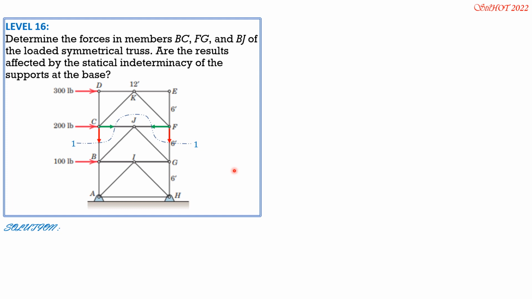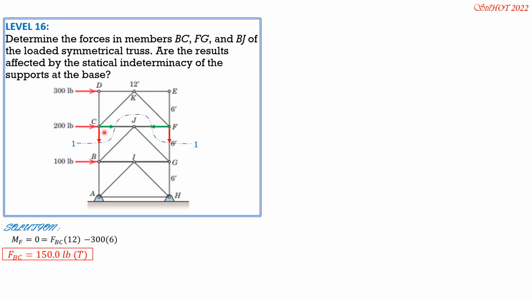So considering the forces above this cutting section, we set moment at F equals 0, counterclockwise positive. So we have FBC times 12, then 200 passes through F, so minus 300 times 6. So therefore from here we can solve FBC equals 150 pounds tension.